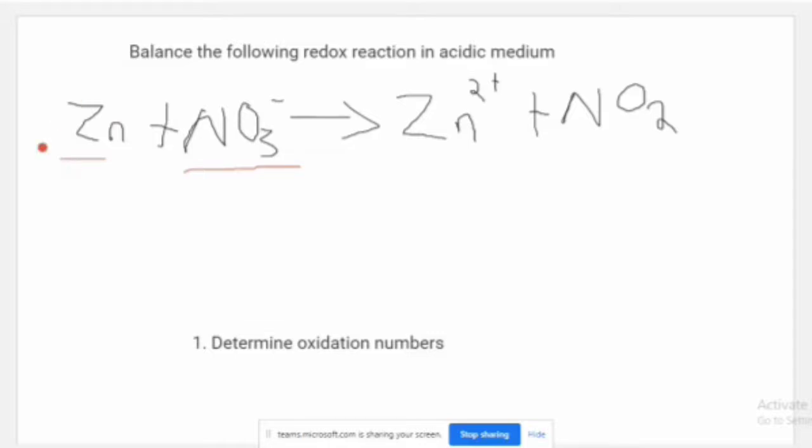If you look at this element here in this chemical equation, there's no charge at all. So this is neutral. If you have any element which is neutral, like the way zinc here is neutral, then the oxidation state of this element is going to be 0. That is one of the rules for assigning oxidation numbers. So the oxidation state for zinc here is 0. Is it clear?